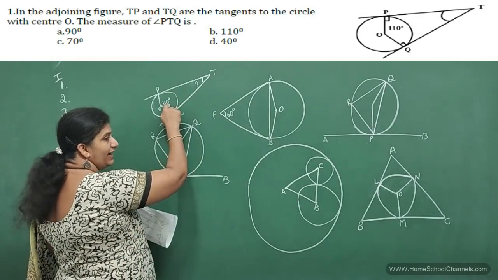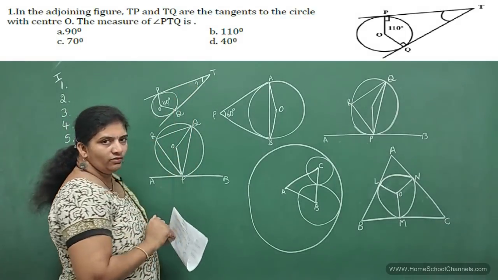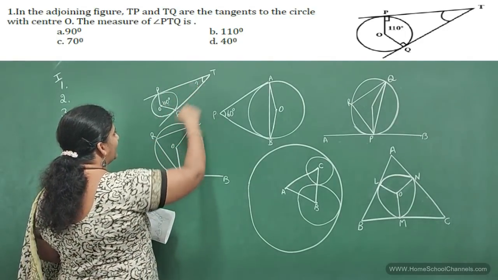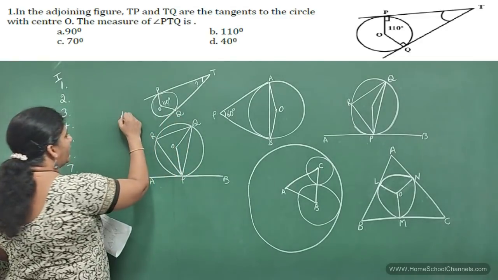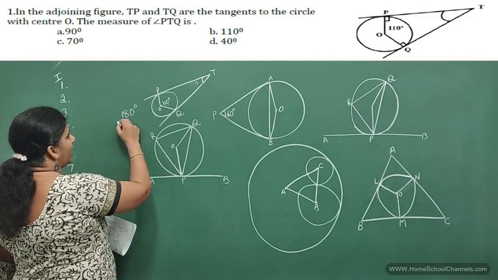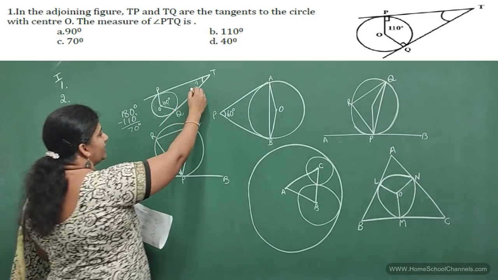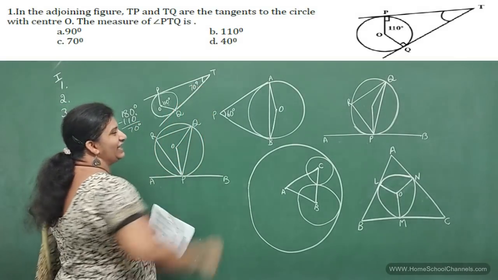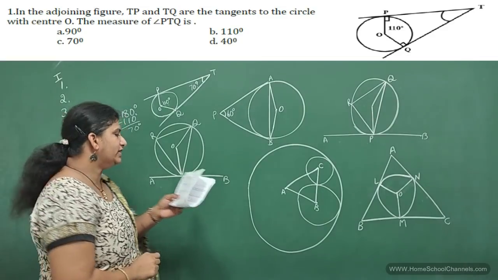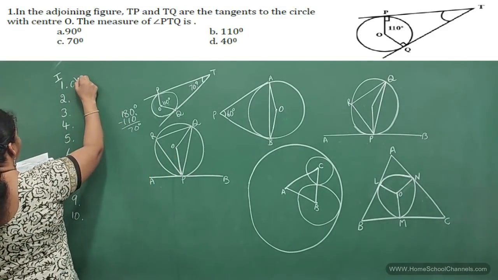Therefore, if this is 110, what is your question? You need to find angle PTQ. From 180 degrees, subtract 110 degrees. That will be 70 degrees, which is angle PTQ. Check the option. It is option C.